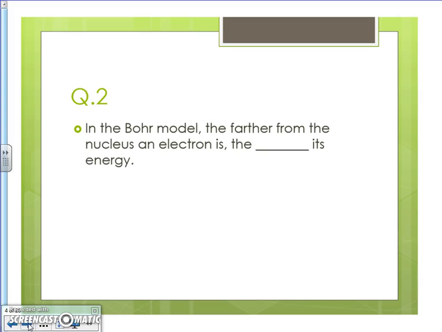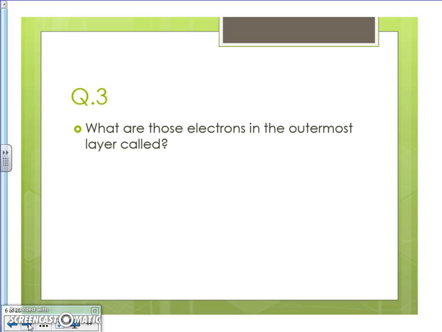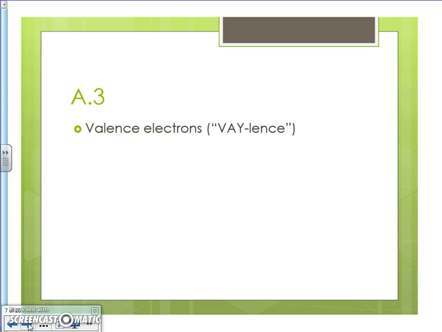So in the Bohr model, the further from the nucleus the electron is, the higher its energy. Just remember, the further out you go, the more and more energy that electron has. What are these electrons in the outermost layer called? This is what Lewis focused on. We called them valence electrons. These are important for bonding, for properties, things like that.